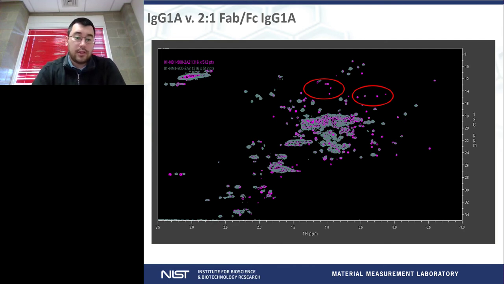So if we look at the 2D spectra of sample 1, which is the IgG1A, and sample 2, which is the digest, we can see that they don't match. So the digest is the fuchsia colored, and the gray is the IgG1, or the sample 1. As you can see, there are peaks that show up with respect to the digest and do not show up with respect to the intact product.